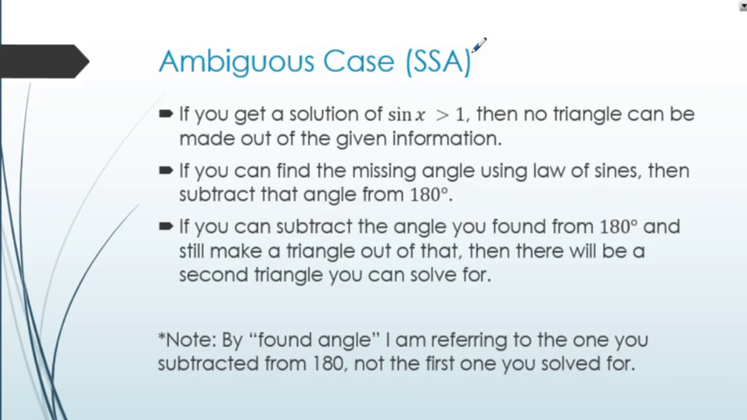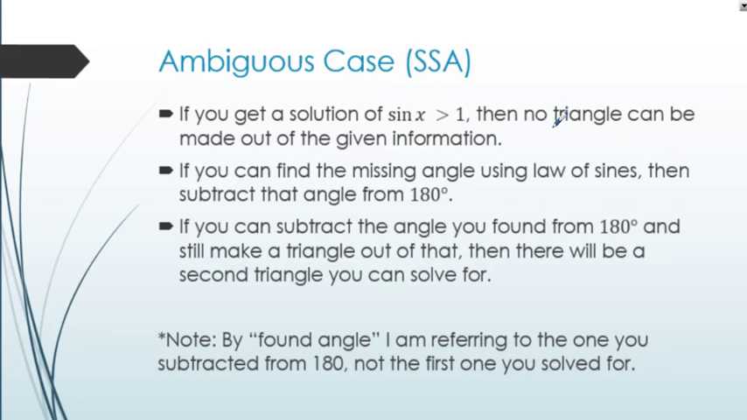Basically there will be three different cases. One of the cases is that when you're going through your solutions and you're setting up your law of sines, you're going to end up in a situation where you have sine of x set equal to something. If that number that you're setting it equal to is greater than 1, then no triangle can be made out of the given information and you're done.